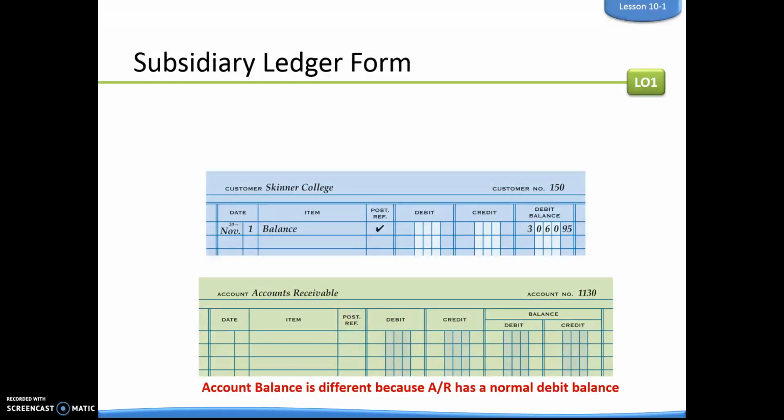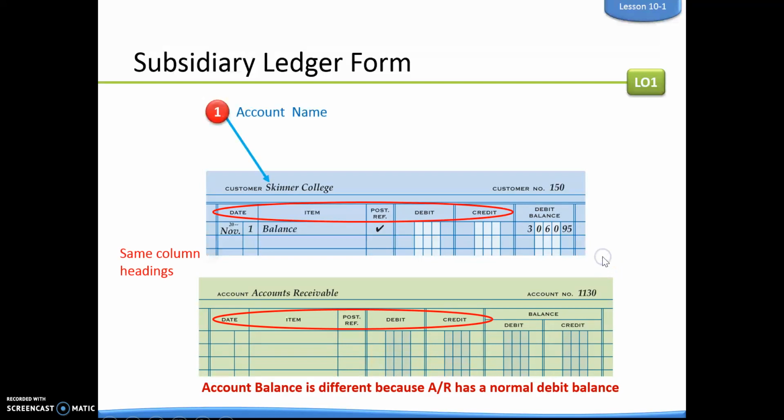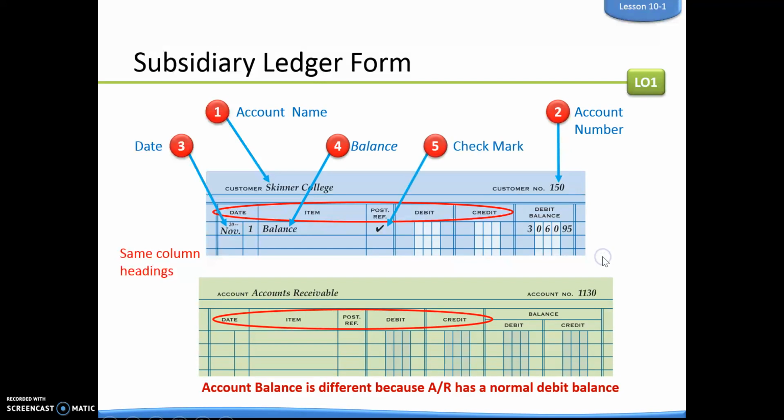So the subsidiary ledger form is going to look almost identical to the accounts payable. It's just that this time notice that it's a debit balance instead of a credit balance. Remember, it's going to be a debit balance because accounts receivable is an asset, which means that its normal balance is a debit. So you're never going to have people that are in a credit balance in an asset here. So they should look almost identical. The only difference is that debit balance we just talked about.